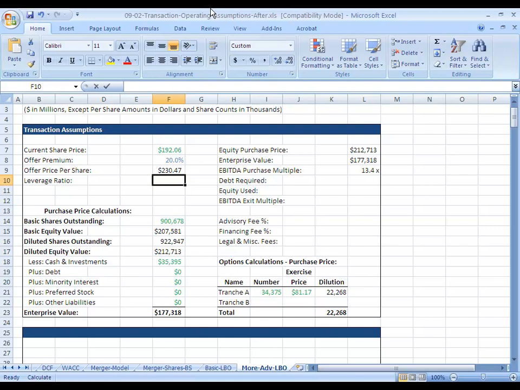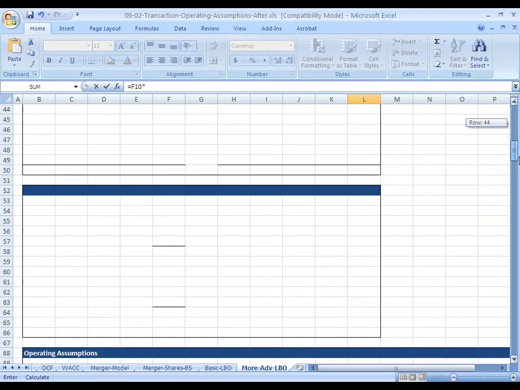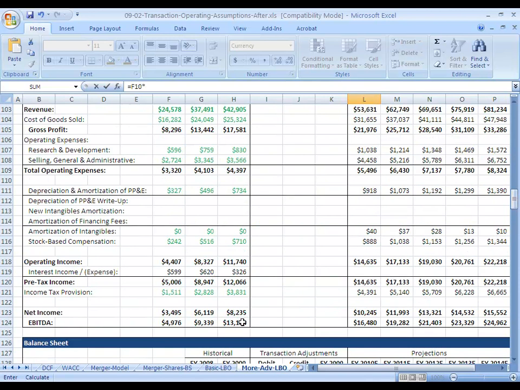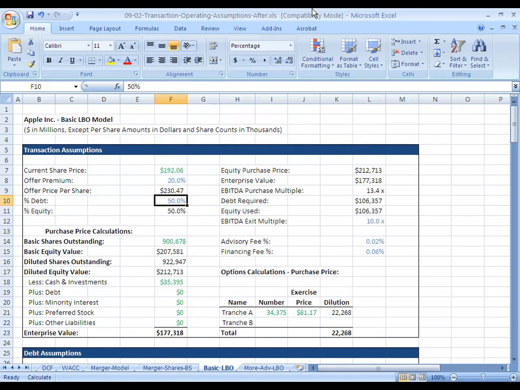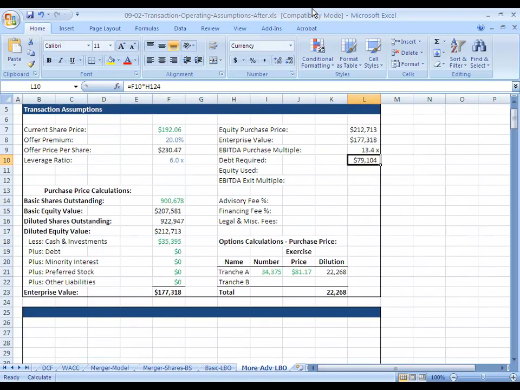So we're going to say 6x here for our leverage ratio, which means that the debt required will be the 6x right here. I'll scroll down to get the EBITDA, times the 2009 EBITDA of 13 billion. So we have 79 billion worth of debt. Comparing these numbers to our basic LBO, we see that we're raising quite a bit less debt in this case, but that's okay because the assumptions here are more realistic.